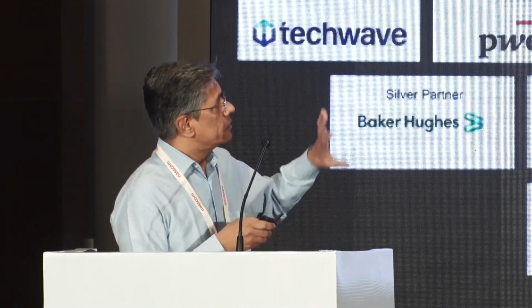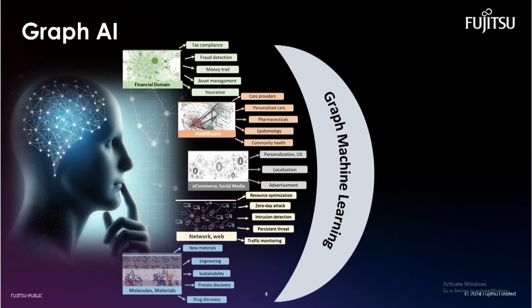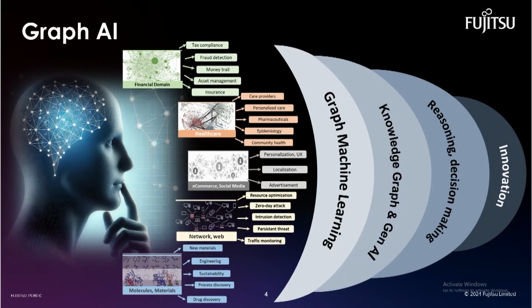Now, if you look at all these sectors I mentioned, they are applying the graph through what is called graph machine learning, and I'll go a little deeper into it in a coming slide. But if we expand the graph into the knowledge space through what is called a knowledge graph and its interaction with generative AI, then the graph technology landscape expands almost limitlessly.